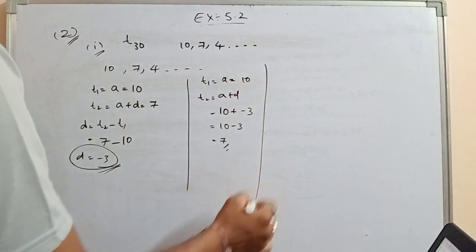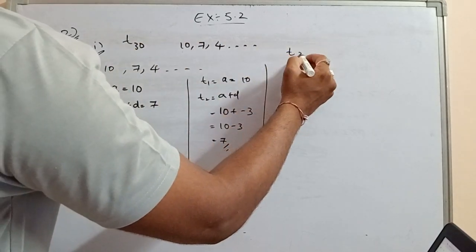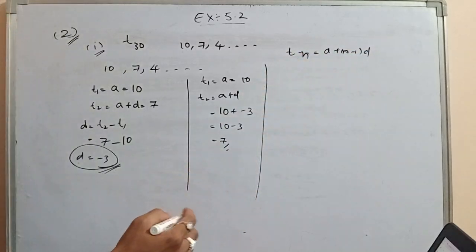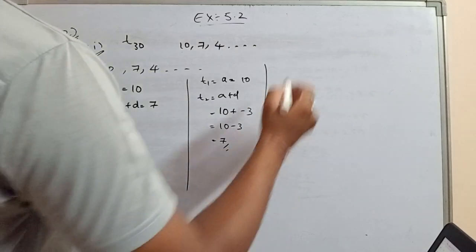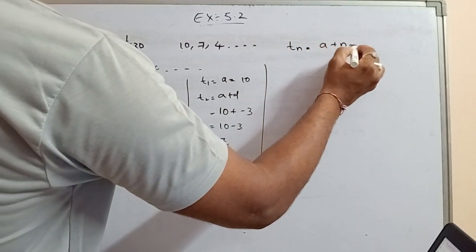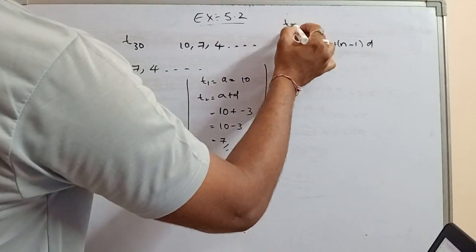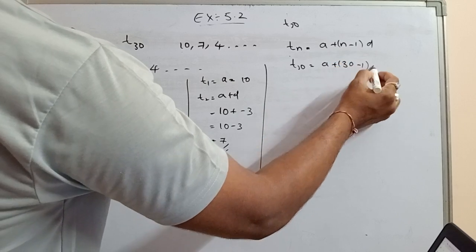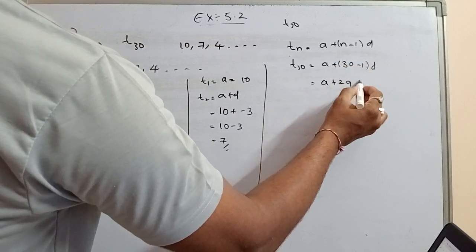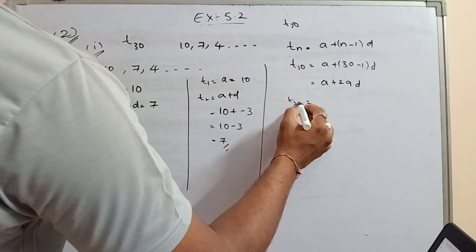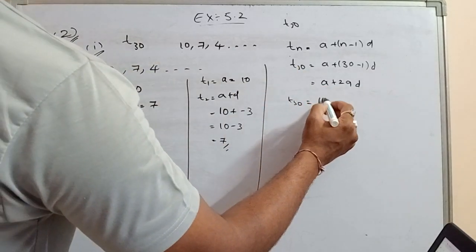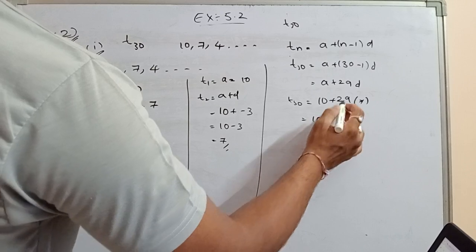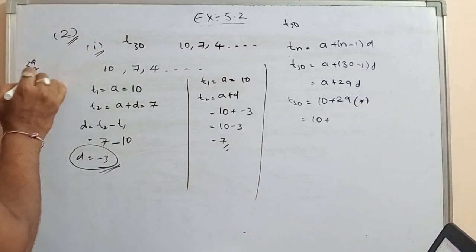So here we have to find T30. Tn is equal to A plus n minus 1 into D. So T30 is equal to A plus 30 minus 1 into D, so A plus 29 into D. The value of A we got as 10, plus 29 into the value of D, which is 7, 10 plus 29 multiplied by 7.